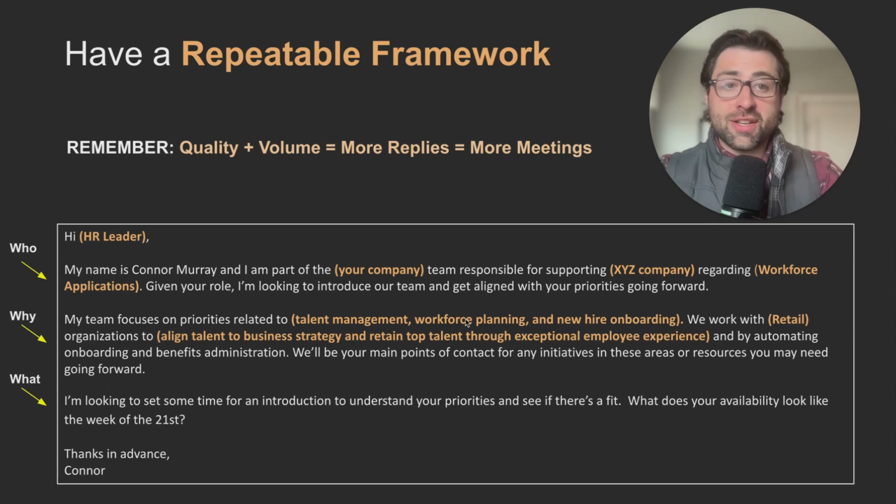Who you are is essentially your name, your job title, the team you're part of. Why is the types of priorities and challenges that you solve for and how you solve them at a high level. And then what you want is time on their calendar. This is a base repeatable framework that you can take and improve, but it's going to help you scale your email efforts while maintaining as high of a quality as you can.